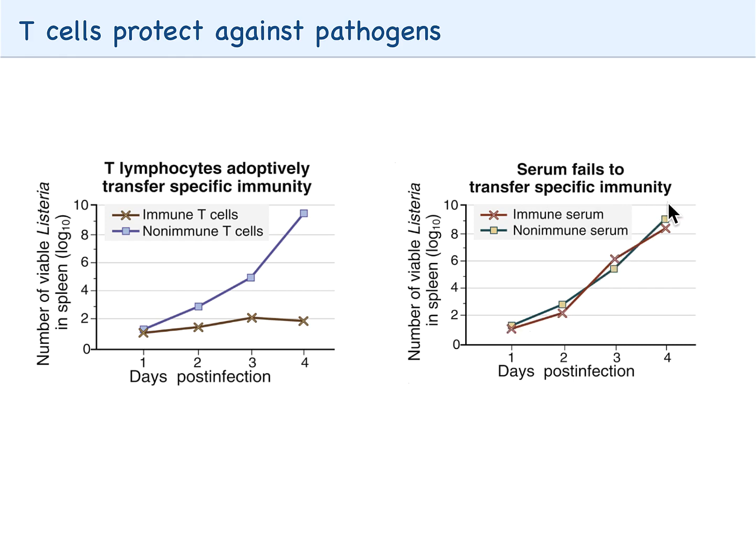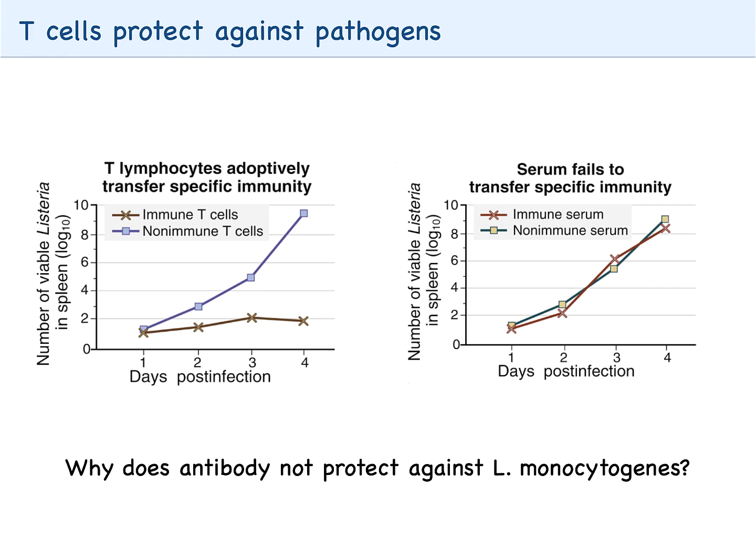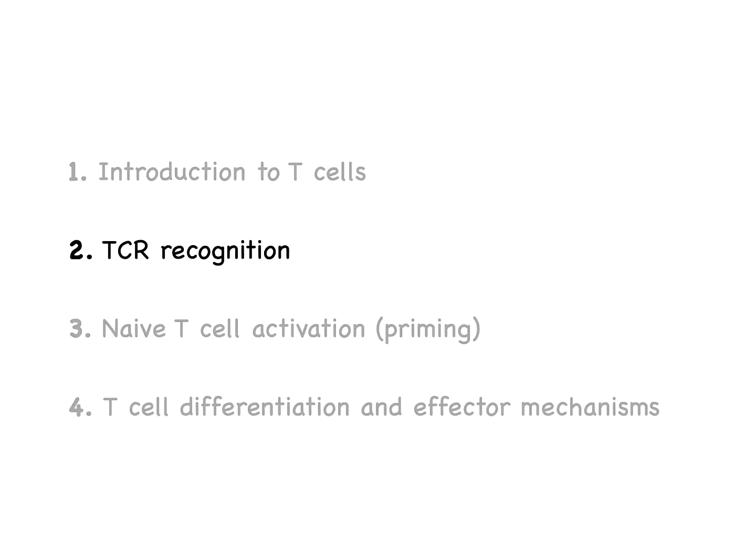And here you have a question for you to think about, and maybe some of you can give an answer when we have the question and answer session for this lecture. So why does antibody not protect against Listeria monocytogenes? We all know that antibodies are very important to keep us healthy and to fight infections, but why don't they protect us against Listeria? So after this introduction, we can go into the TCR recognition chapter.